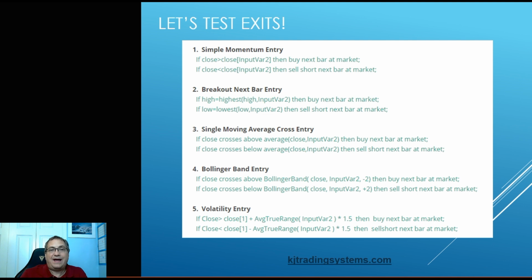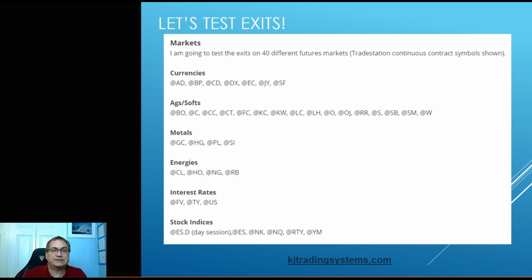So I'm going to use 5 different entries. I'm going to use a simple momentum entry, a breakout entry, a simple moving average crossover, a Bollinger Band entry, and a volatility entry. These encompass quite a bit of different types of entries, and more or less they're what a lot of people do. So they're pretty good to test. And so for every exit I'm going to look at how they perform over these 5 entries.